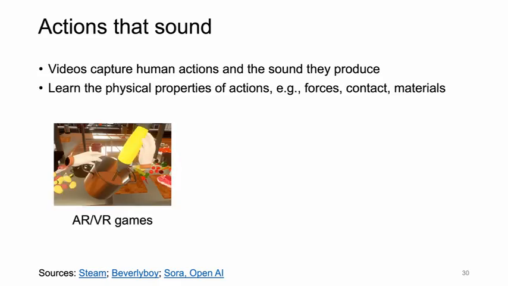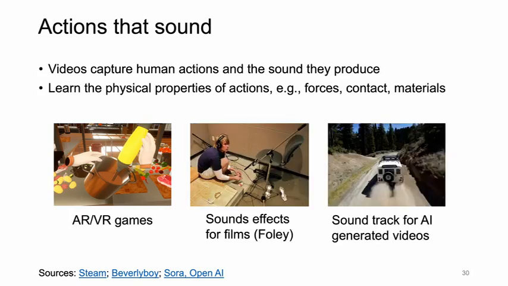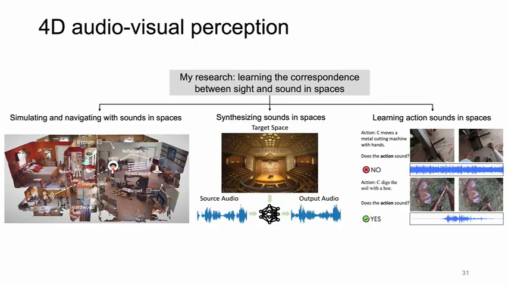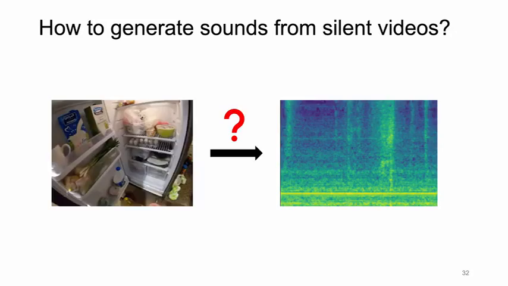And this is important because we can use the knowledge to generate the sound effects for AR/VR games, to generate the sound effects for films, or the soundtrack for AI-generated videos. In the last part of my talk, I'm going to talk about how to learn to generate action sounds in spaces. So given this video, how do we generate the sound that's accompanying the video?